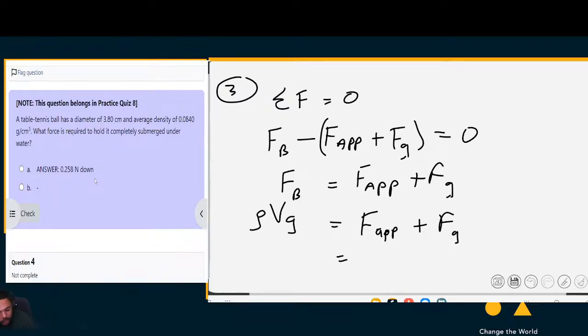Force applied, and here. Okay, so ρVg, that's the density multiplied by the volume of the water displaced times g, equals the force applied, which I just denote FA, plus the force due to gravity, which is just mass times gravitational acceleration. That's just g multiplied by the mass. In this case, we are not given the mass, but we do have the volume. Okay, and we have the density, and we know that density multiplied by volume of the ball should give you the mass of the ball.